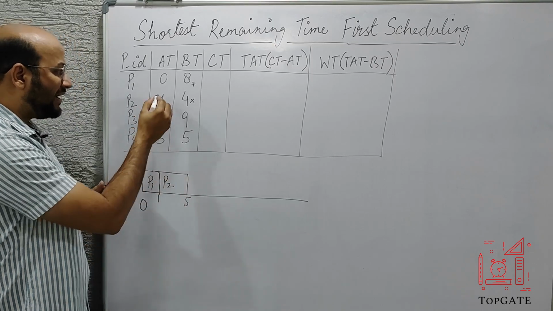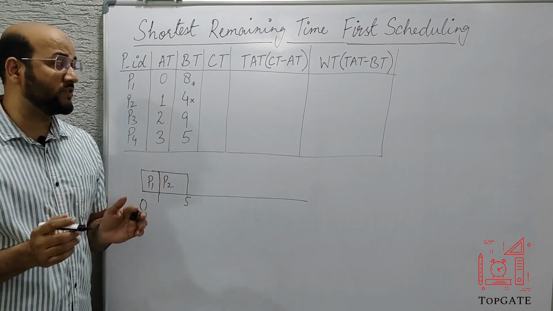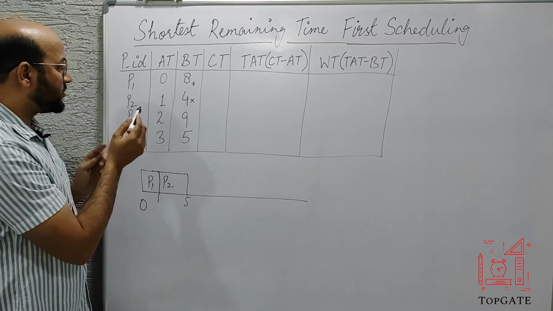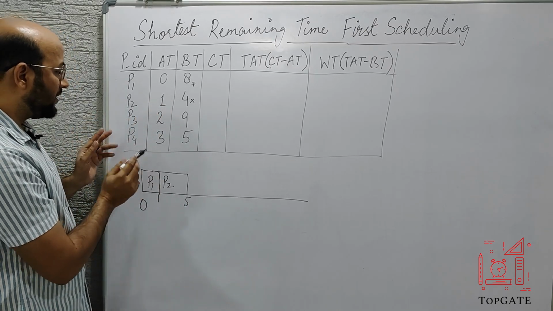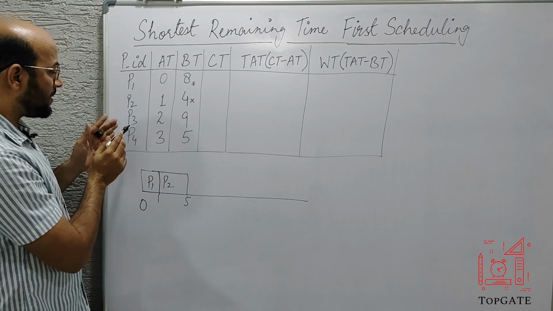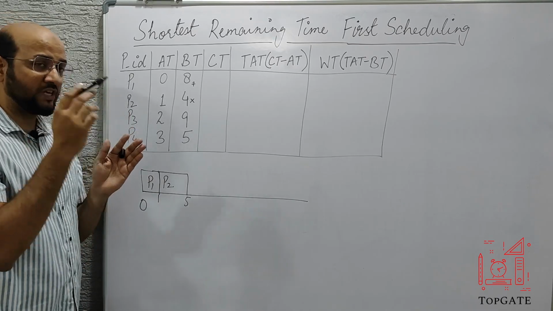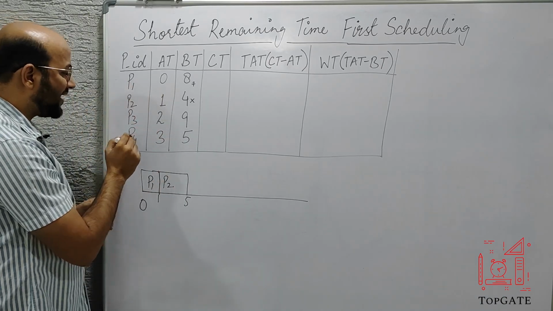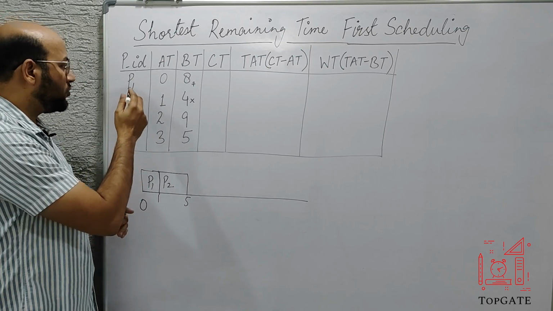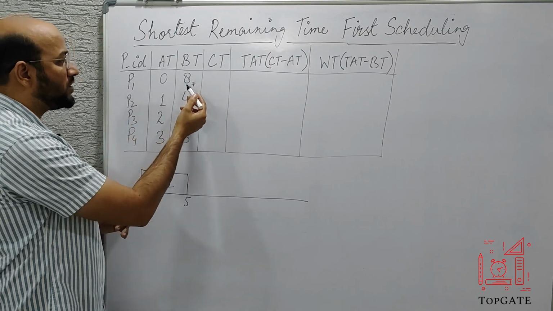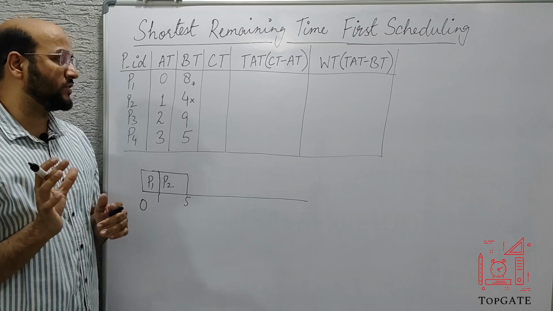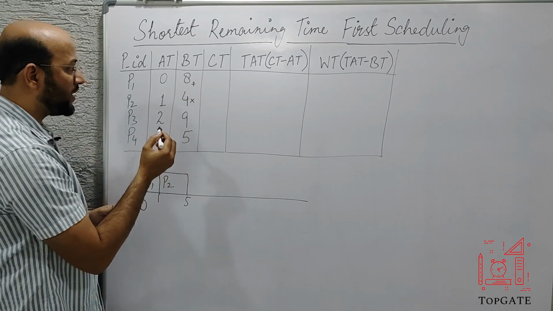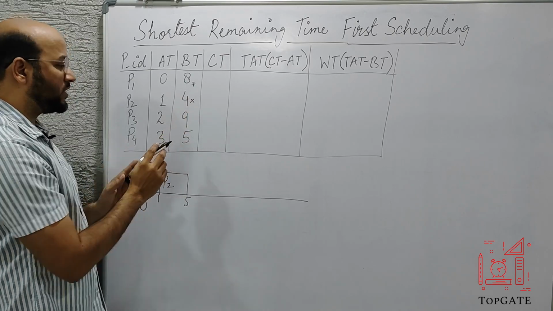I'll see which processes have arrived into the RAM till time 5. I can see that till time 5 I have P3 also in the RAM, I have P4 also, and P1 which came at time 0. So currently at time 5 we have P1, P3 and P4. Out of P1, P3 and P4, we have to see which burst time is the shortest. P1 is 7, P3 is 9, P4 is 5. So 7, 9 and 5, P4 is the shortest one.